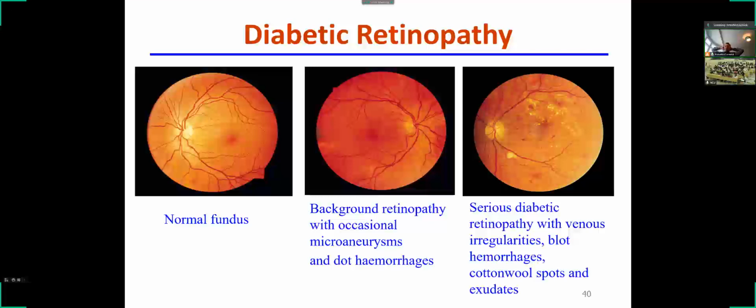So it starts to look a little darker and you start to see small little light spots within. And then on the right here, showing the serious diabetic retinopathy with very irregular venous patterns. You start to get blotty hemorrhages, cotton wool spots, these little white spots throughout that are the telltale signs for the doctor to identify a patient who's starting to develop serious retinopathy related to their diabetes.